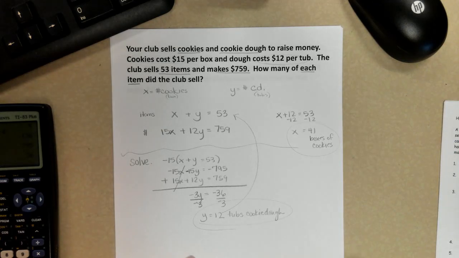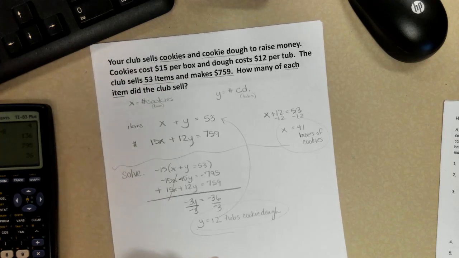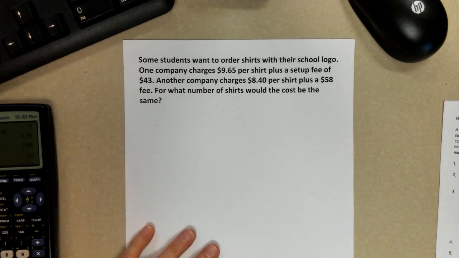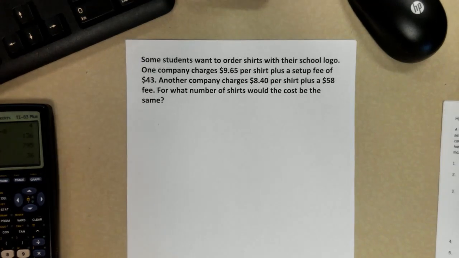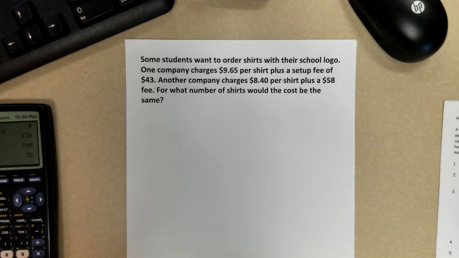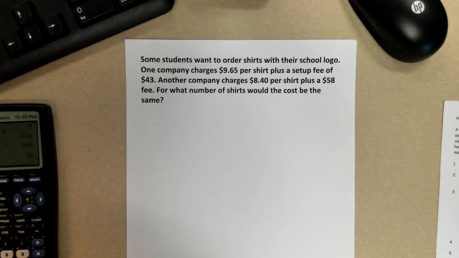Let's try another example. Some students want to order shirts with the school logo. One company charges $9.65 per shirt plus a setup fee of $43. Another company charges $8.40 per shirt plus a $58 fee. For what number of shirts would the cost be the same?